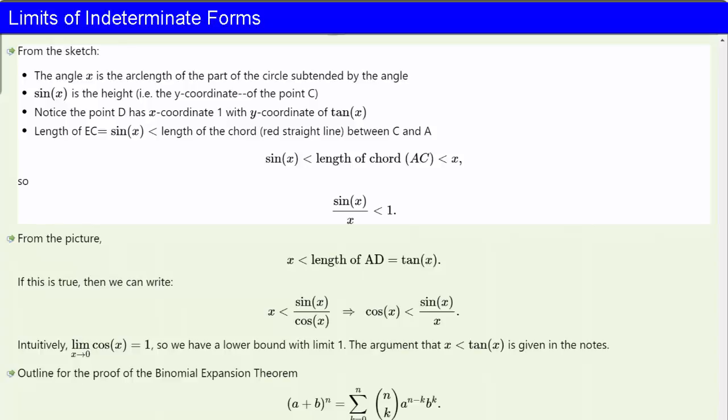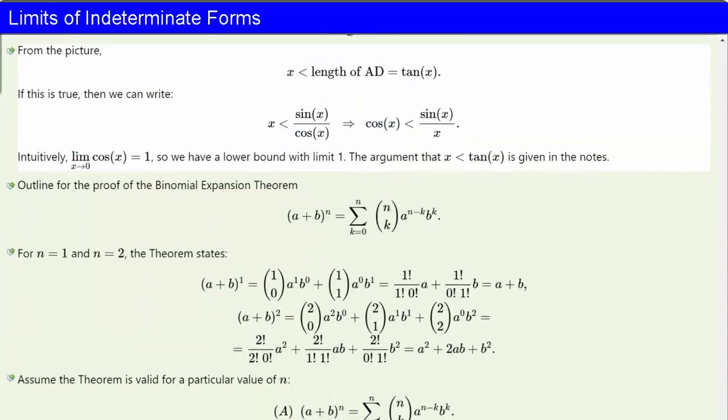Dividing by x, we get that sine x over x is less than 1. So we have bounded sine x over x above by a constant function with limit 1 as x goes to 0. If we can bound sine x over x from below by something that converges to a limit of 1 as x goes to 0, then we can apply the squeeze theorem and we're done.